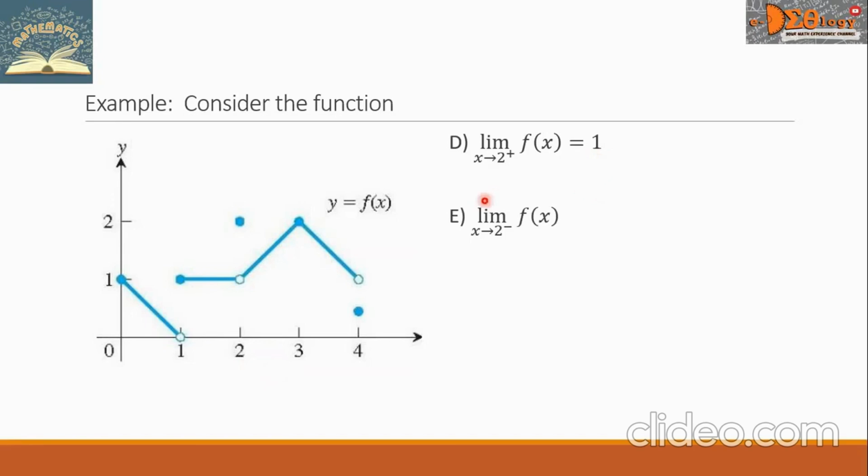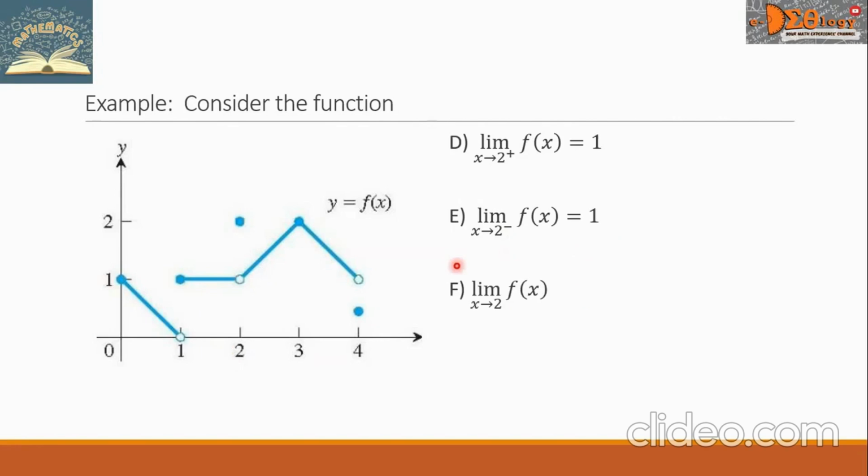Next example, the limit of f of x as x approaches 2 from the left. So the number 2 is here. When x approaches 2 from the left, the graph approaches a y value which is 1. So we write here 1.